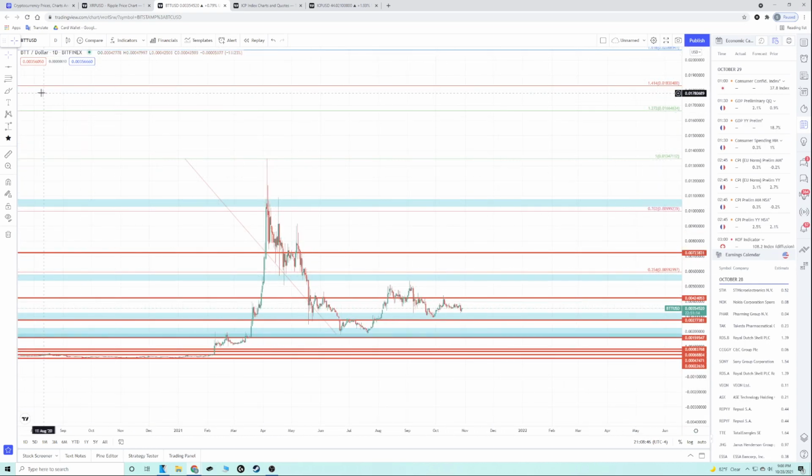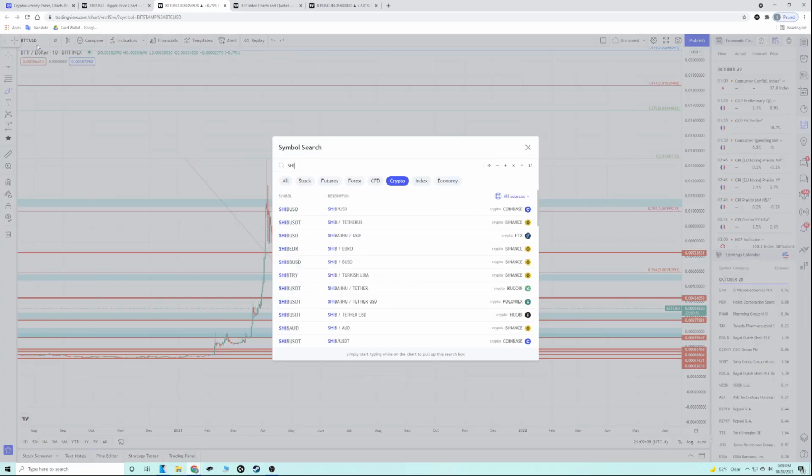And my prediction would be, you know, consolidate heading into November. We break out, and then in the middle of November, you retest one of these areas. You retest, you break out, or you break out and you don't really retest much, like we saw with Shiba Inu. It didn't really go back down. It didn't really have many drawbacks. We can go ahead and take a look at that if you would like.